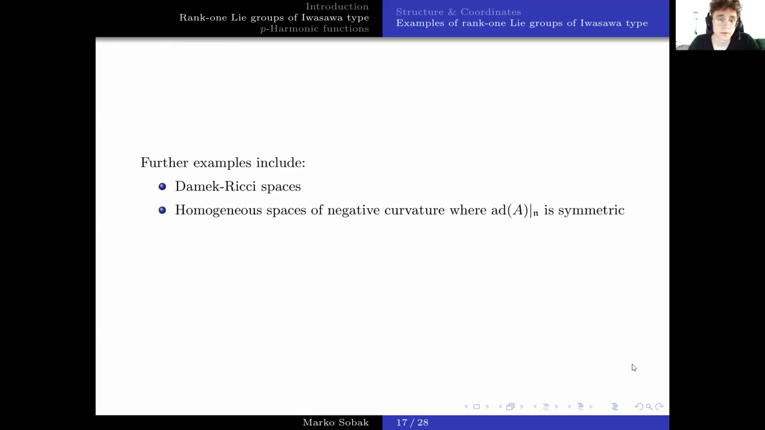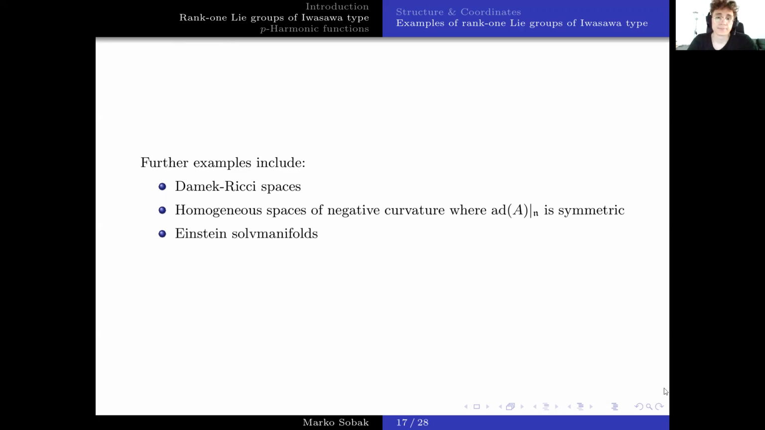And then the third example is that of Einstein solvable manifolds. And here you would actually need to assume that it has rank 1 for this all to work. But other than that, if you have any Einstein solvable manifold, you're good to go. You can present it as a rank 1 Lie group of Iwasawa type.